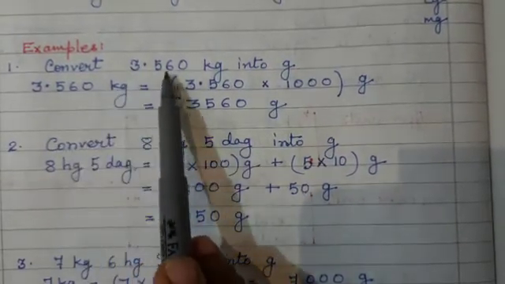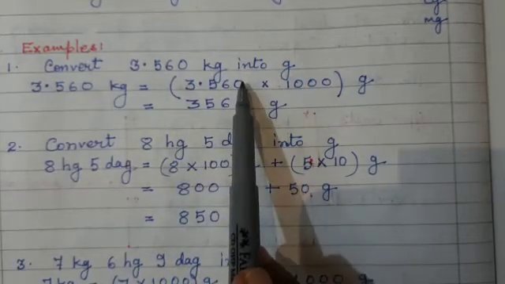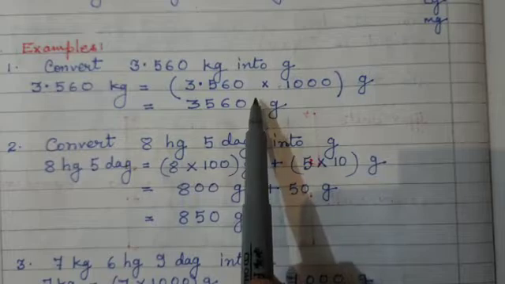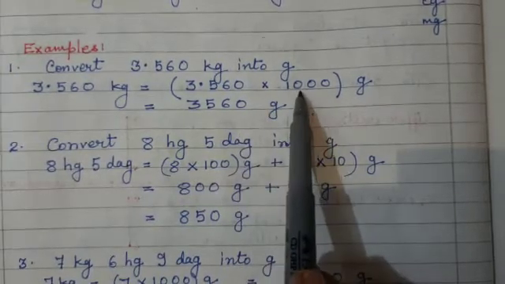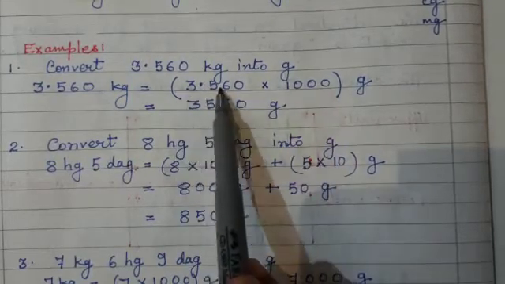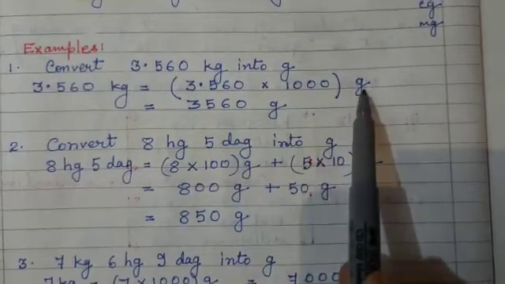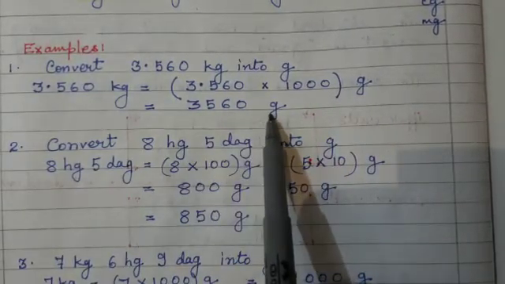Convert 3.560 kg into gram. So kg to gram means hectogram, decagram, gram. 3 steps we are moving down. Therefore, we need to multiply by 1000, 1 followed by 3 zeros. So 3.560 into 1000 gram. And finally, it is 3560 gram.